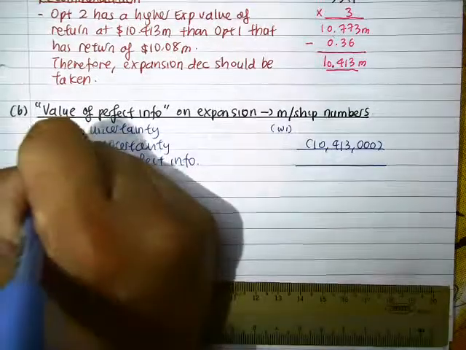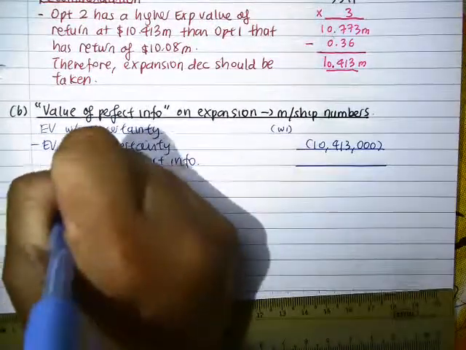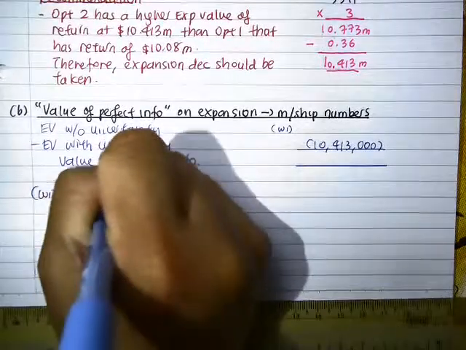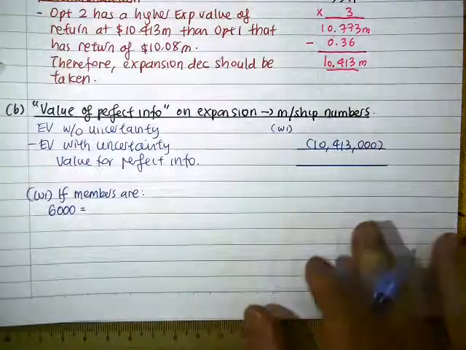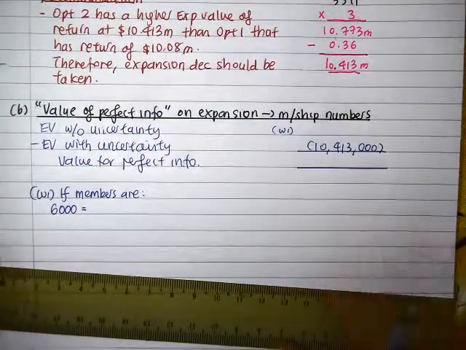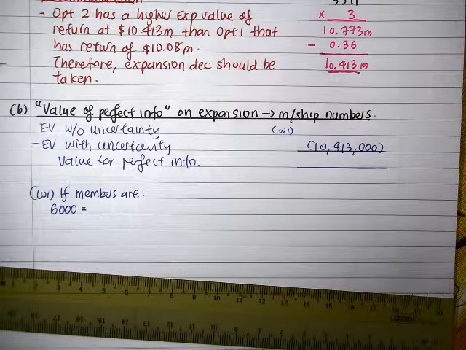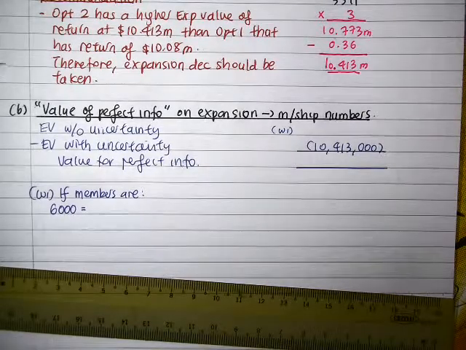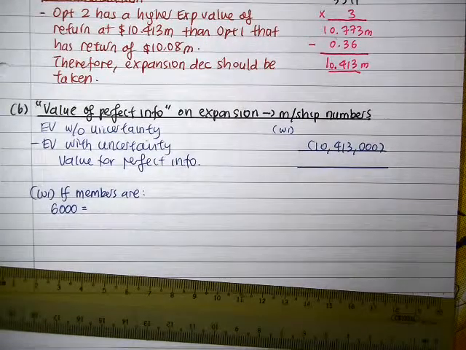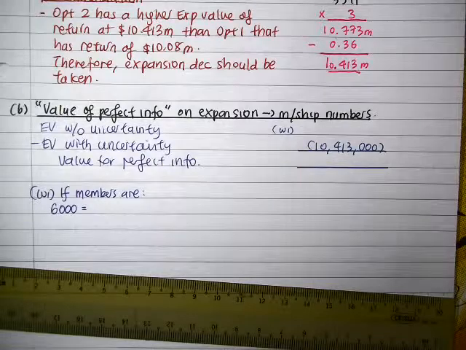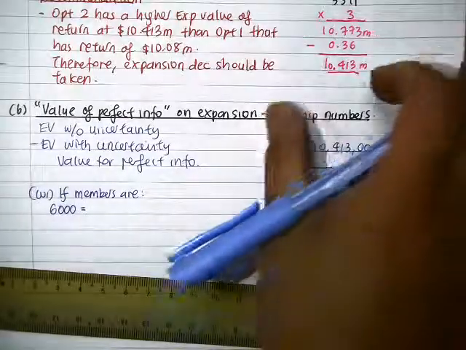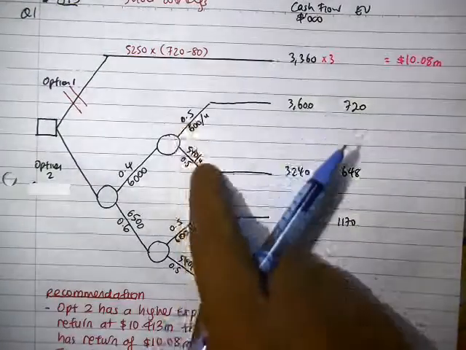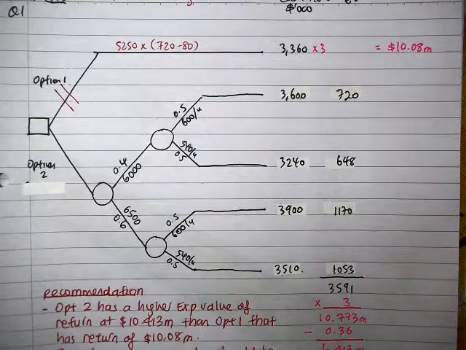So if the members are 6,000, will you still go for expansion? Members are 6,000. Now you still have an uncertainty with the operational cost. So you still have to apply the expected value.